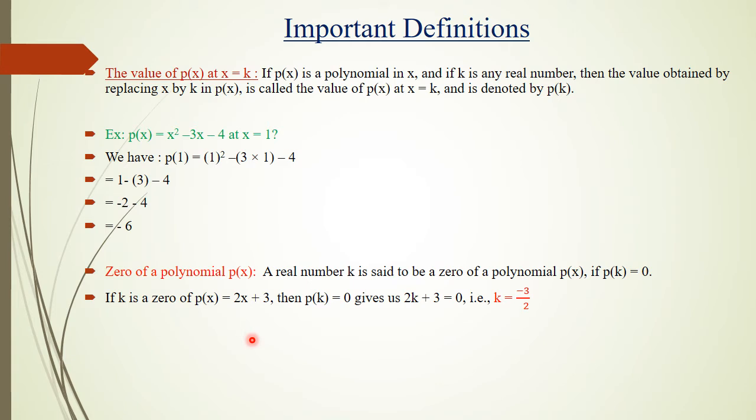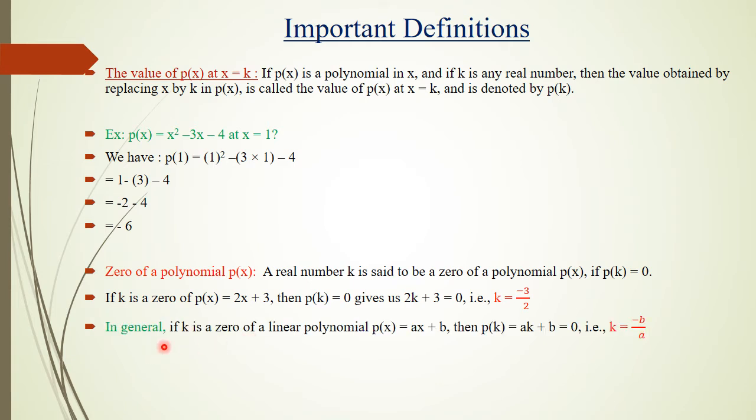p of x. In general, if k is a 0 of a linear polynomial p of x, that is represented by ax plus b, then p of k is equal to ak plus b, which should be 0. Therefore, k is equal to minus b upon a. Generally, we can obtain 0 of any linear polynomial as k equal to minus b by a, or taking the ratio of the constant term to the coefficient of x with a minus sign.